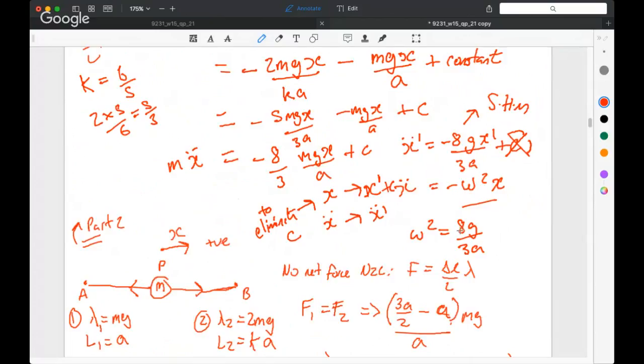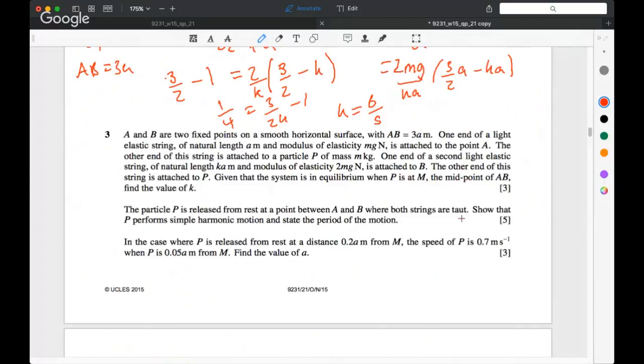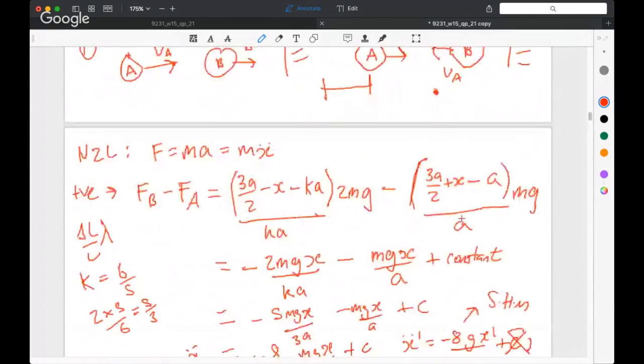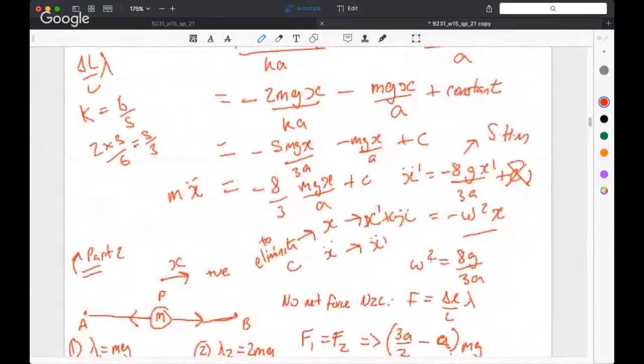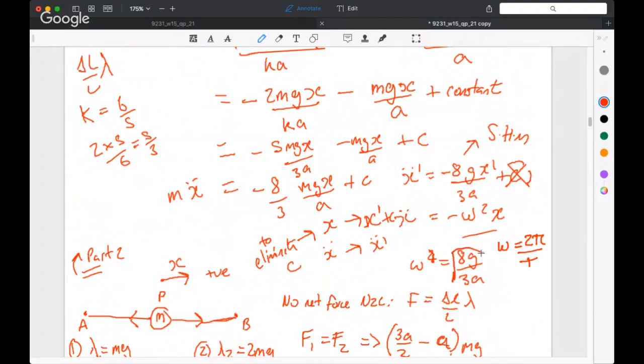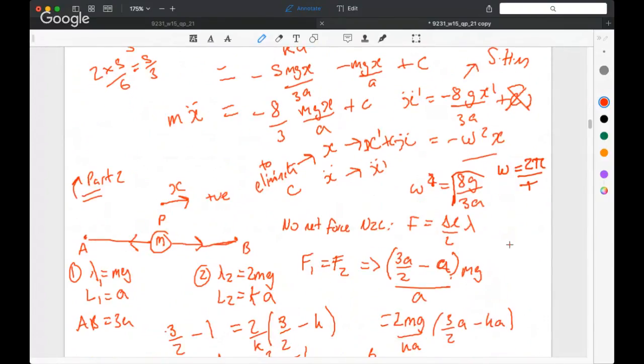Yeah, using those terms, it wants the, can't quite remember what it wants. Does it want the period? Yeah, it wants the period, okay? So if you take the square root, that gives you omega, and you know omega equals 2 pi over T, yeah? So take the square root of this, that gives you omega, and then you can rearrange the formula to get T, okay? And that should be the answer that they have in the mark scheme, I think.